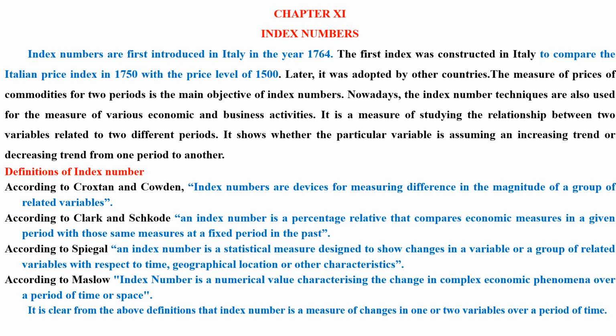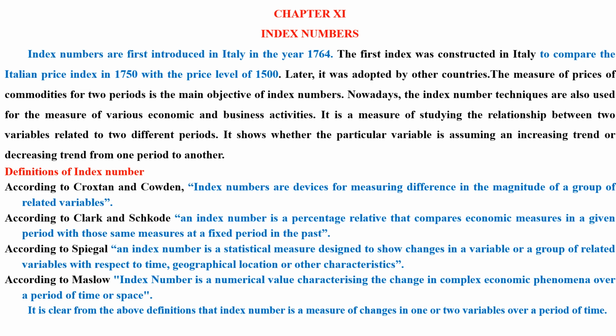It is a measure of studying the relationship between two variables related to two different periods. It shows whether the particular variable is assuming an increasing trend or decreasing trend from one period to another. Definitions of index number. The important definitions of index number are as follows. 1. According to Croxton and Cowden, index numbers are devices for measuring difference in the magnitude of a group of related variables. 2. According to Clark and Schode, an index number is a percentage relative that compares economic measures in a given period with those same measures at a fixed period in the past.